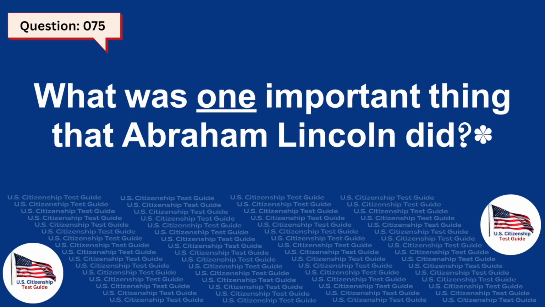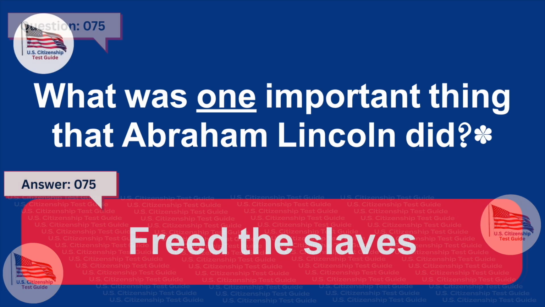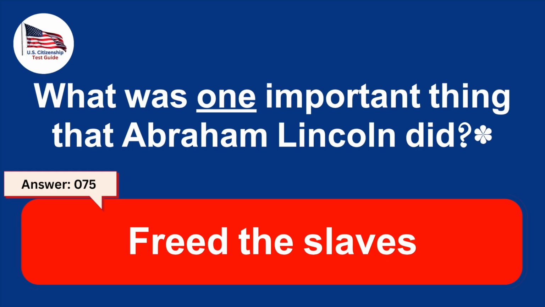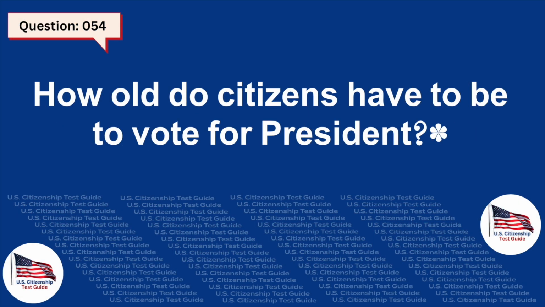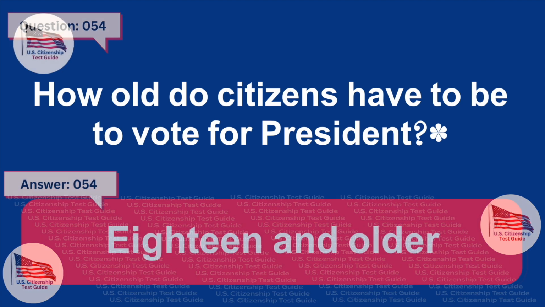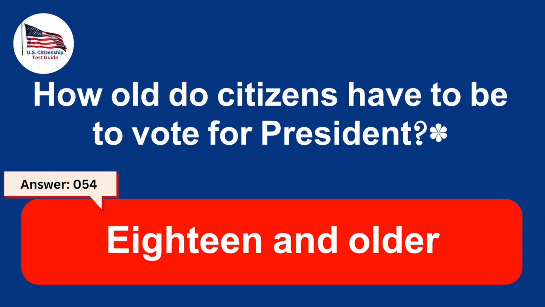What was one important thing that Abraham Lincoln did? Freed the slaves. How old do citizens have to be to vote for president? 18 and older.